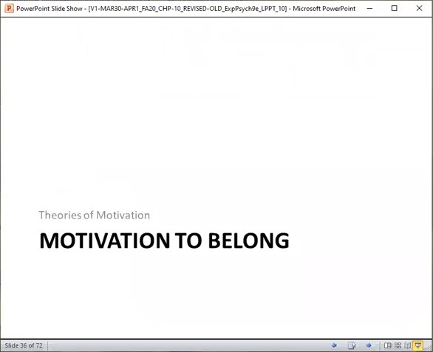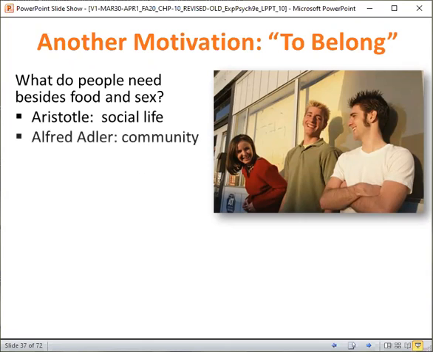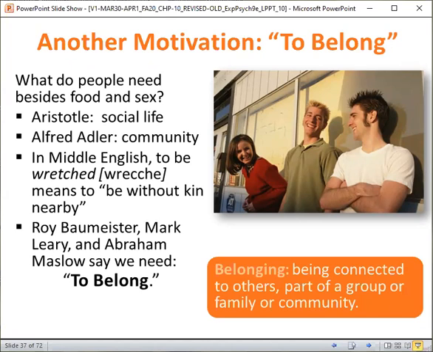Now, theories of motivation: motivation to belong, another key factor that we see in our particular society. What do people need besides food and sex? Aristotle: social life. Alfred Adler: community. In Middle English, to be wretched was reke, which means to be without kin nearby. And Roy Baumeister, Mark Leary, and Abraham Maslow say we need to belong.